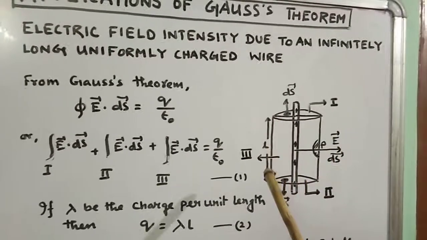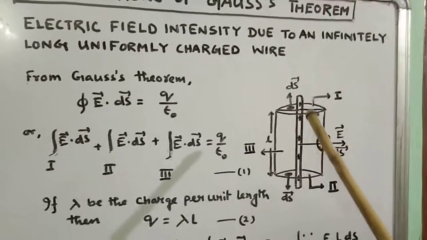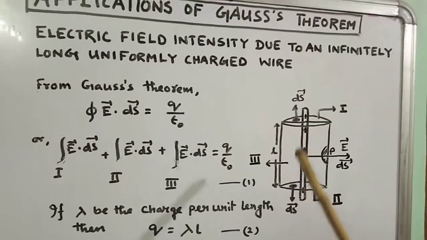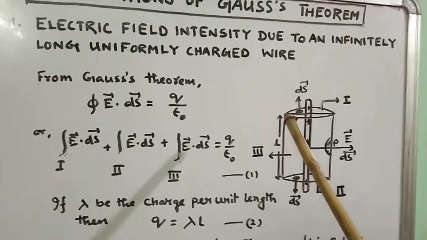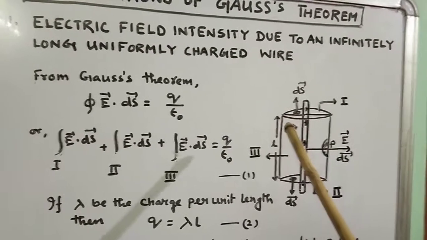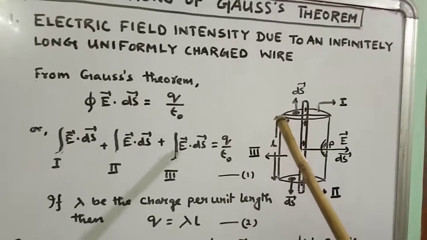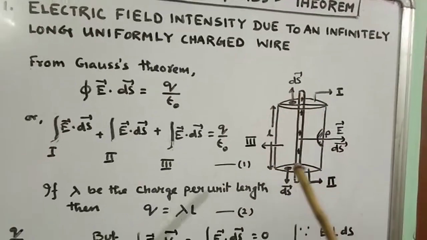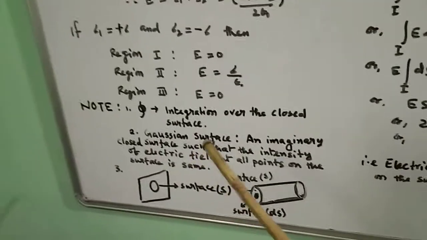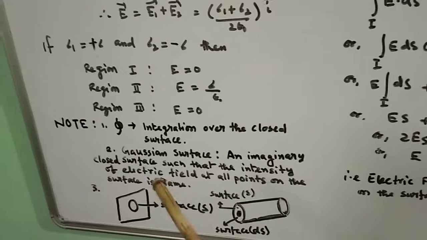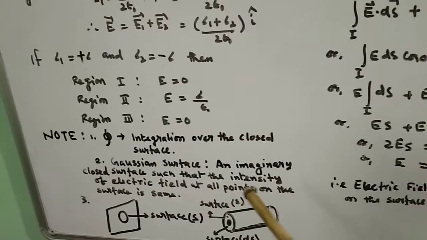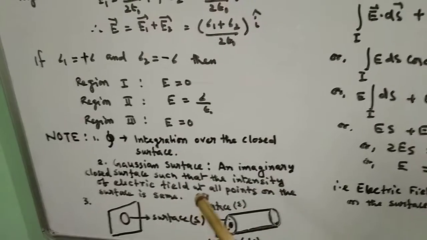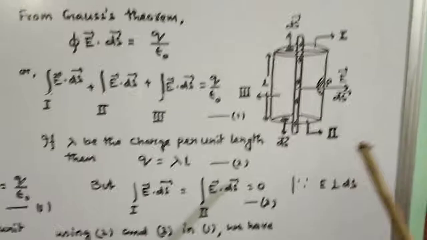Now this Gaussian surface is cylindrical in shape because the line charge is basically cylindrical in nature. Before going to the details, let me define the Gaussian surface. What is a Gaussian surface? I have given a note here, please check it out. A Gaussian surface is an imaginary closed surface such that the intensity of electric field at all points on the surface is the same. So this is your Gaussian surface.